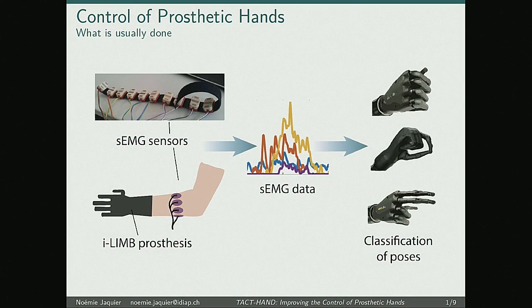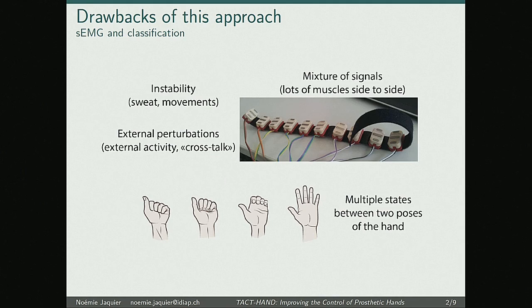What is usually done to control prosthetic hands is that we have a prosthetic and we have sEMG sensors that measure the electrical activity of the muscles. We collect the data from the sEMG, and with that we do some classification of poses, like open and close, or finger pointing. The drawback of these approaches is that the sEMG are often unstable, and we have lots of muscles packed side to side in the arm, so there is lots of noise. And classification is not really good for this type of data, because there are lots of states between two poses of the hand.